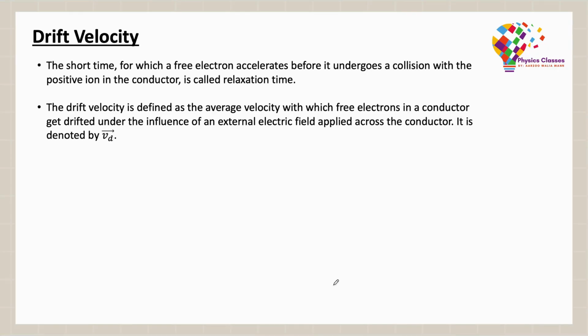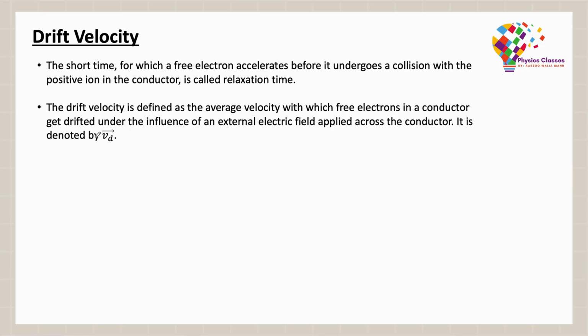Now they continue to get accelerated until they suffer a collision. The moment the electron suffers a collision with another electron or the positive ions, its velocity drops to 0, and then it has to start gaining velocity all over again. So when we are talking about drift velocity, an electron gains a velocity and then the moment it collides, it goes to 0.